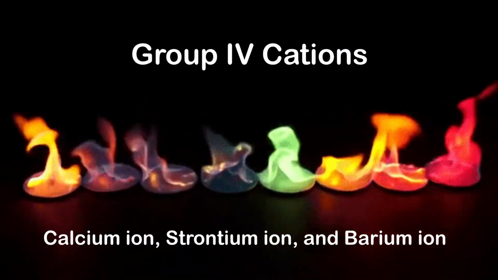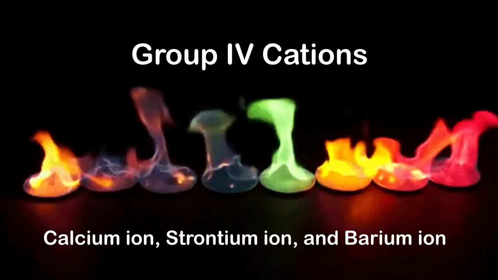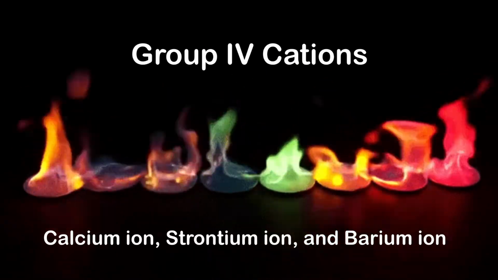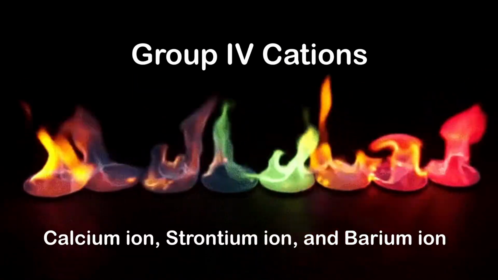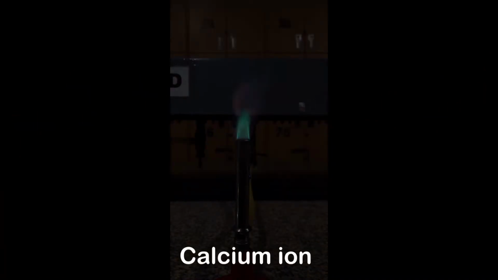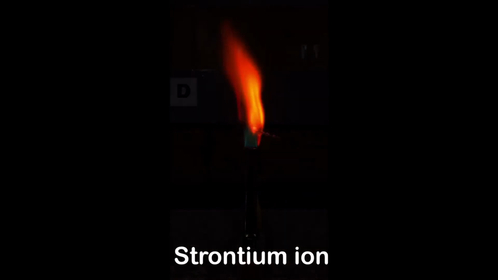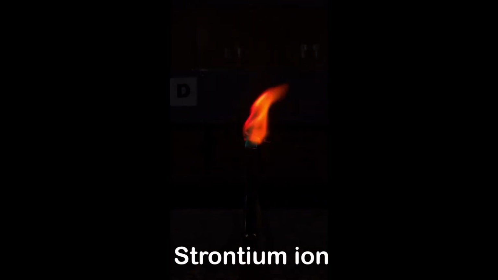Let me start by showing you the results of some of the group 4 cations, specifically the calcium ion, strontium ion, and barium ion. First, we have the result for the calcium ion. Next, we have the strontium ion.